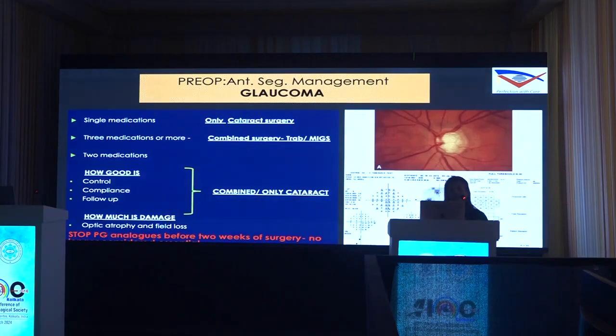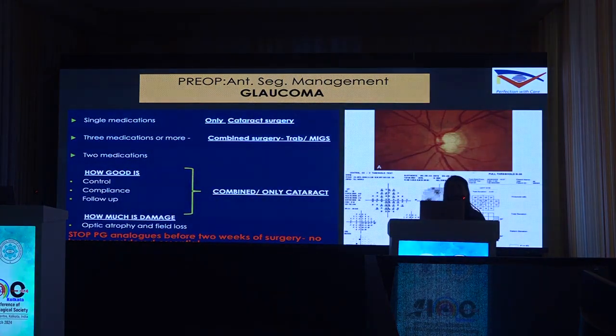So, coming to glaucoma, if the patient is just on a single medication, we could go ahead just for a cataract surgery. But nowadays, we see that patients who are on multiple medications, you could combine microincision glaucoma surgery along with your cataract surgery. Or if the patient is on maximal medical therapy, you may like to go for a phacotrap. So depending on how good is the control, how compliant is your patient, accordingly, you can decide whether you want to go for a combined surgery or a sequential cataract and glaucoma surgery.